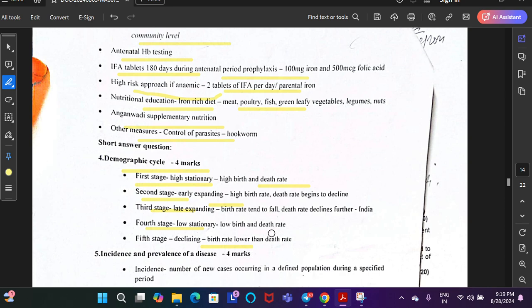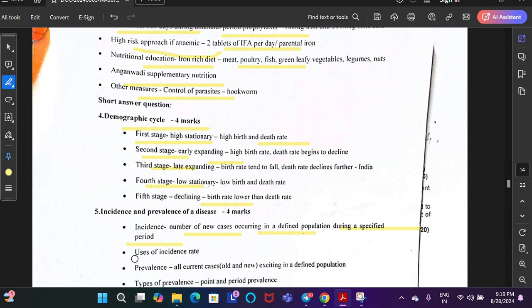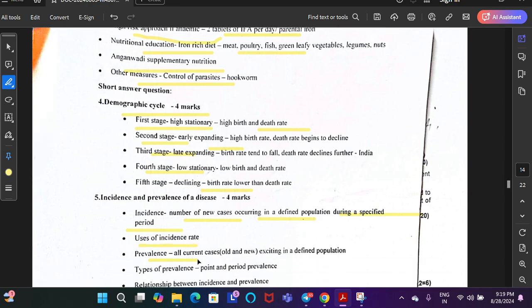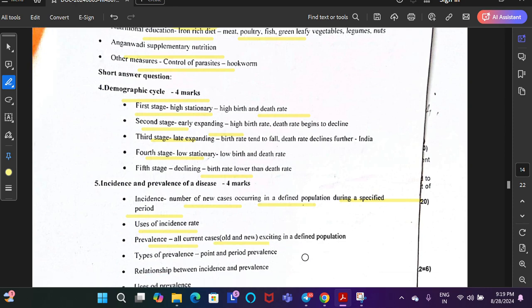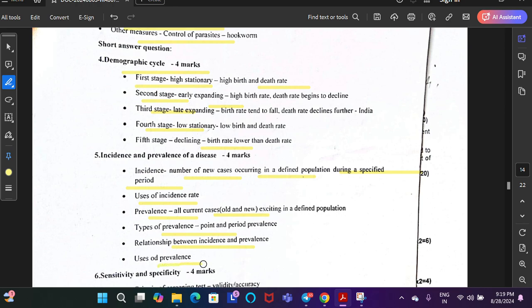Then the fifth question, short answer: incidence and prevalence of a disease. Incidence is the number of new cases occurring in a defined population during a specified period. Use of incidence rate. Prevalence means all current cases, old and new, existing in a defined population. Types of prevalence: point and period prevalence, relationship between incidence and prevalence, uses of the prevalence.